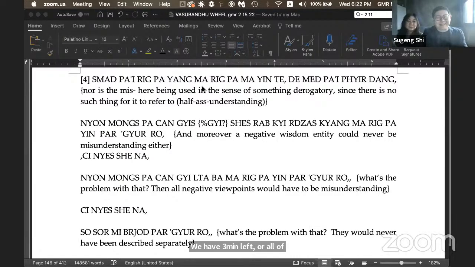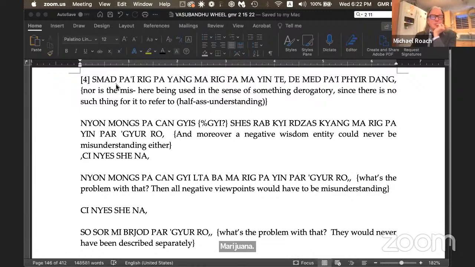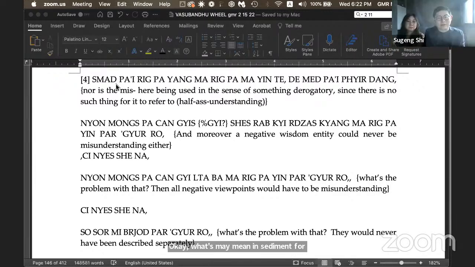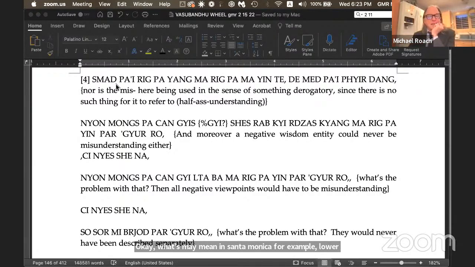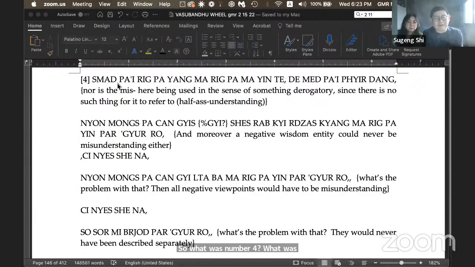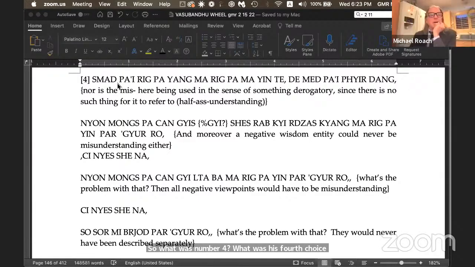Mepe rikpa yang marikpa mayente te mepe chiatang. What does me mean in Saturday, for example? Lower. Yeah, lower. Good. So what was number 4? What was the fourth choice? The derogatory. Putting down, like a non-wife or a non-son.